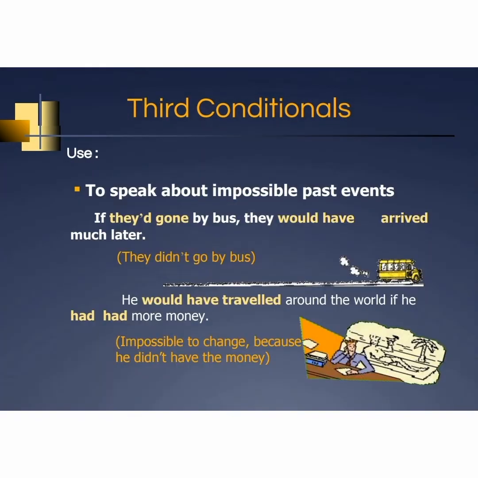Third conditionals are used to speak about impossible past events. If they'd gone by bus, they would have arrived much later. They didn't go by bus. He would have traveled around the world if he had had more money. Impossible to change because he didn't have the money.